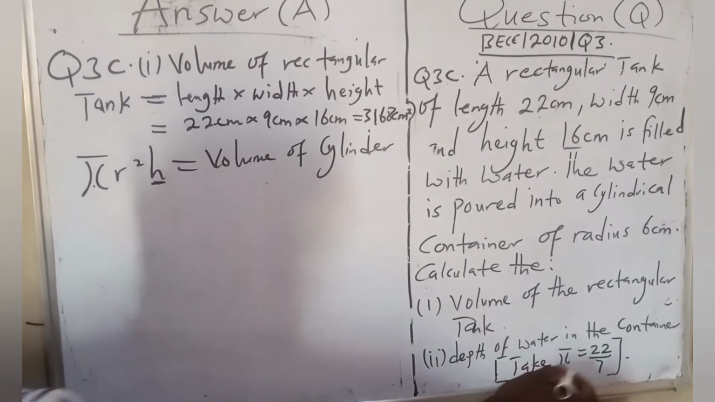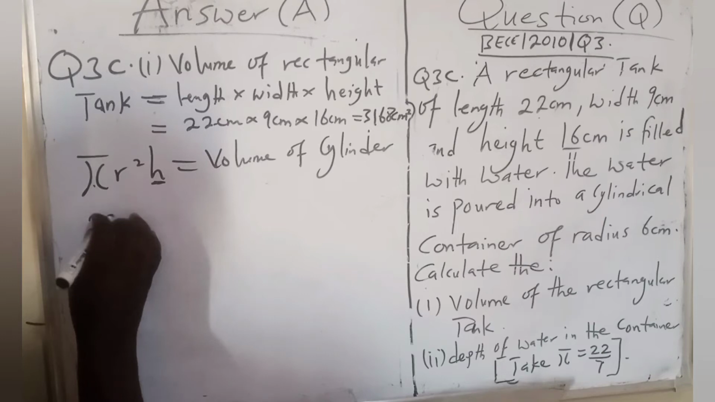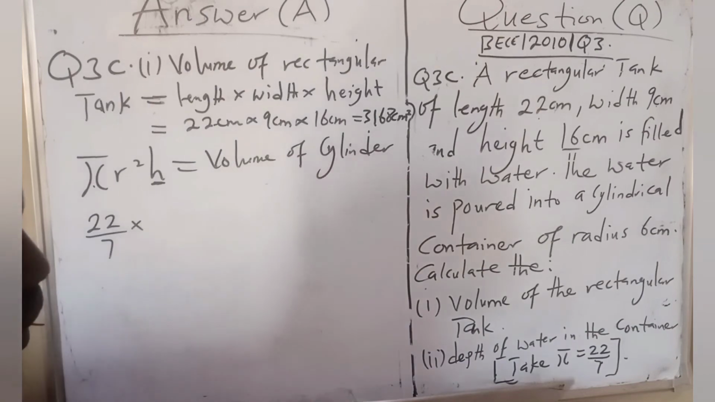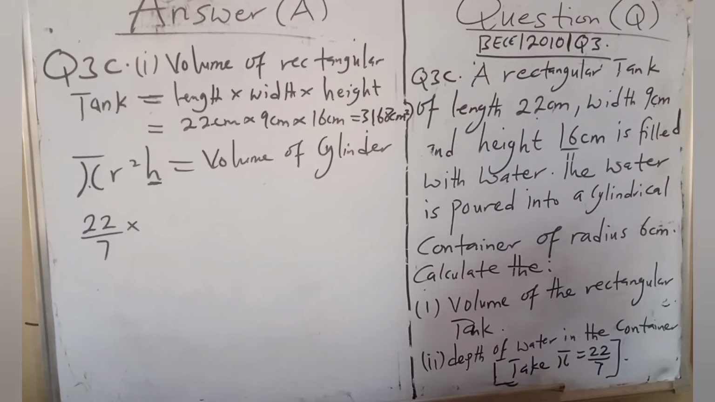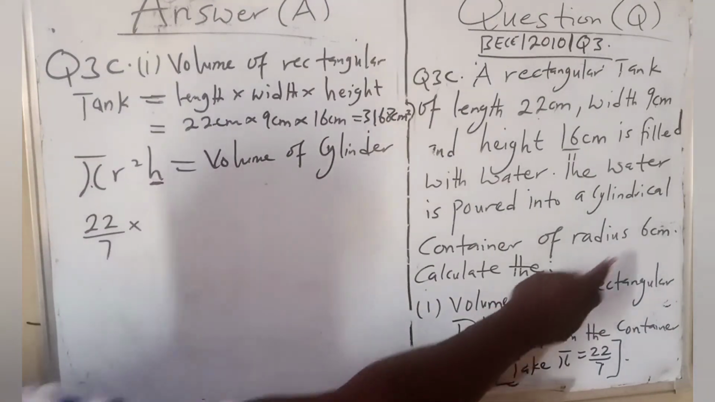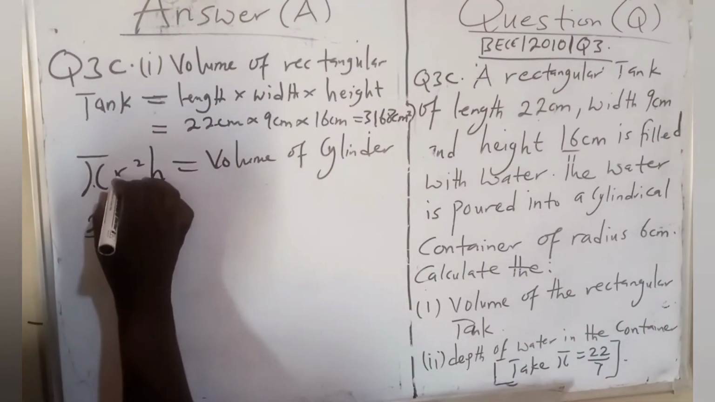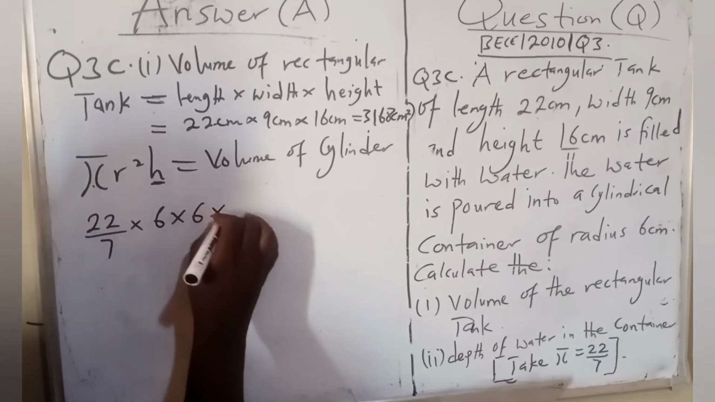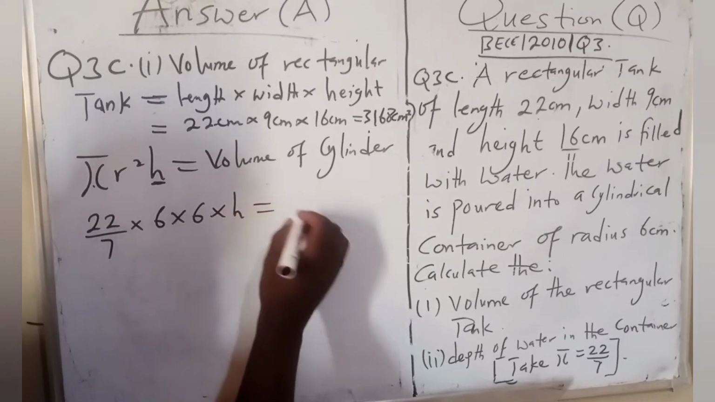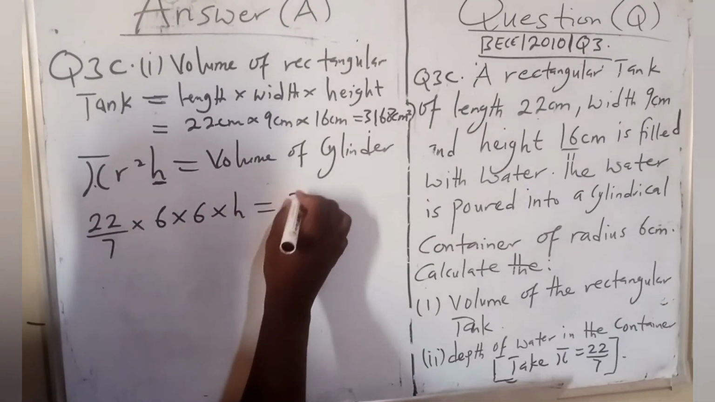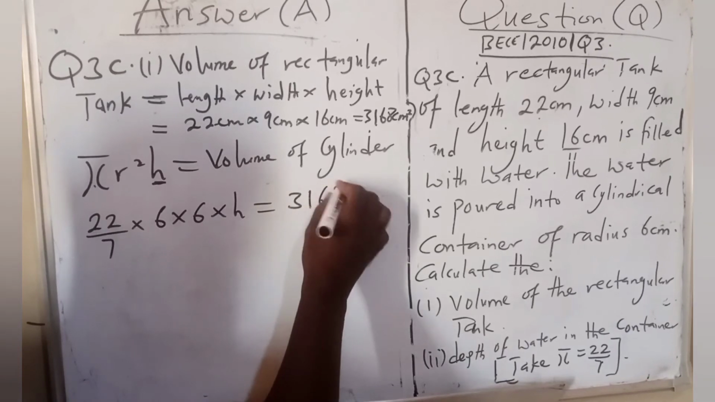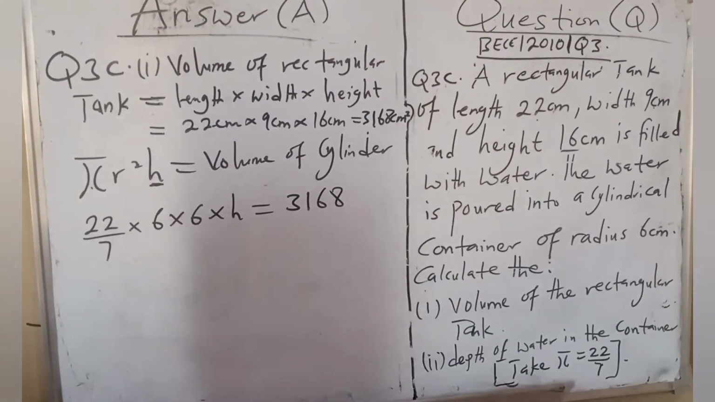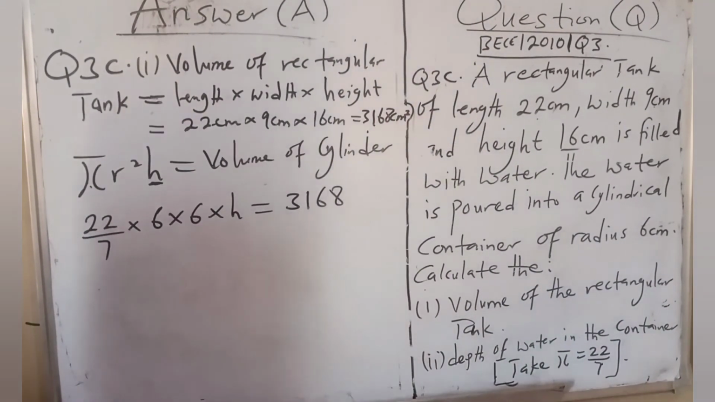meanwhile, pi in the question is given as 22/7. I have 22/7 multiplied by the radius of the cylinder, that is the base circle, which was given in the question as 6 centimeters. So we have 6 centimeters squared. That will be equal to 6 multiplied by 6 multiplied by the height, which will be equal to the volume of water. And the volume of the water is the same as the volume of the rectangular tank, which is 3,168. I believe you are following up to this stage. Now let's continue.